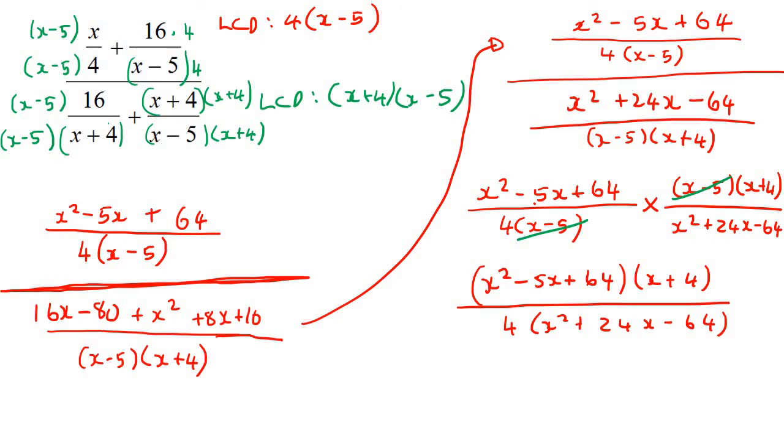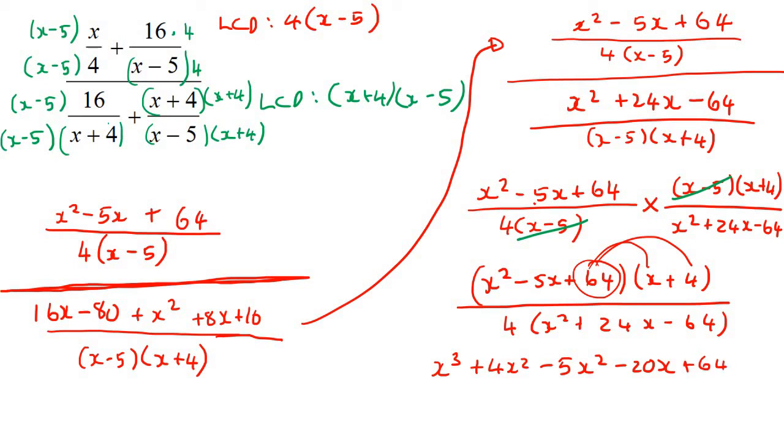So at the top, you're going to take this x squared, and you're going to multiply it to the x and to the 4. So that would become x cubed add 4x squared. Then you're going to take the negative 5x, and you're going to multiply it there and there. So that would be negative 5x squared, negative 20x. And then you're going to take the 64 and you're going to multiply it there and there.